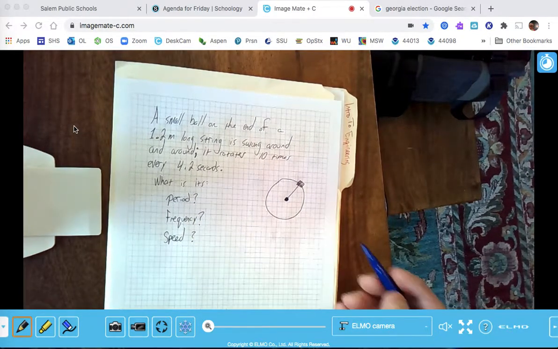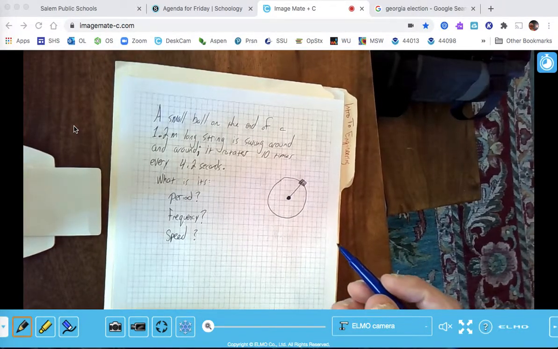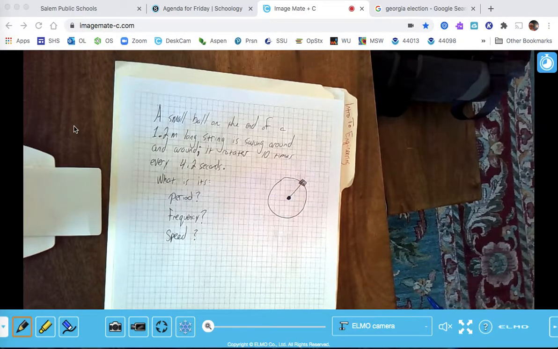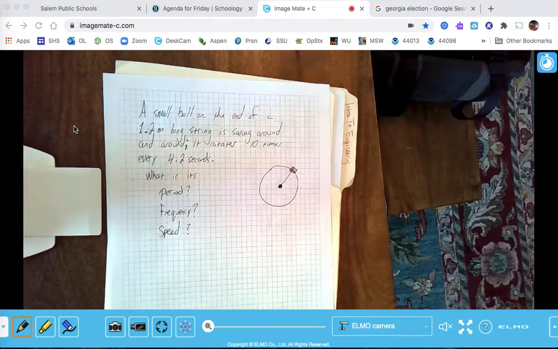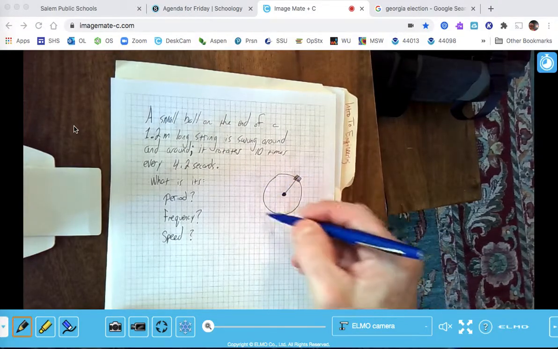Well, what we're looking at here, people, is a sort of a bird's eye view of the ball going around on a string. Right, so maybe looking down from above somebody's head, and they're whipping it around and around in circles. And it goes 10 times every 4.2 seconds.